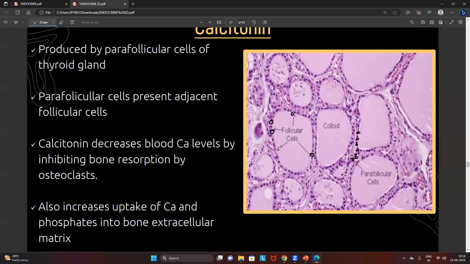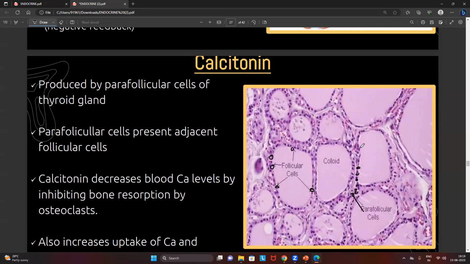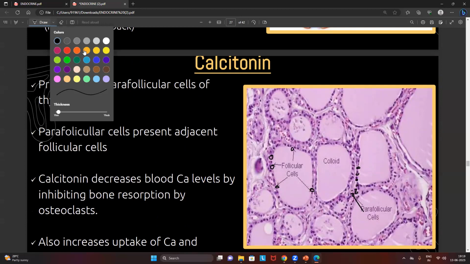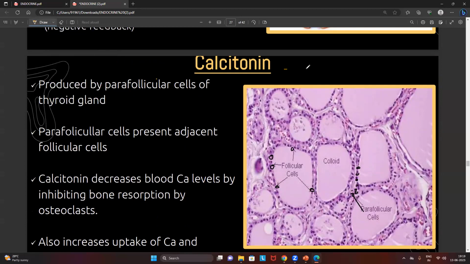Here, parafollicular cells are present. What is the major function of these parafollicular cells? They perform a very unique function: they release an important hormone. What was that? Calcitonin. If you ask me a simple question, what is the exact function of calcitonin? I never told you that calcitonin is going to maintain calcium homeostasis completely. No, I don't tell that.